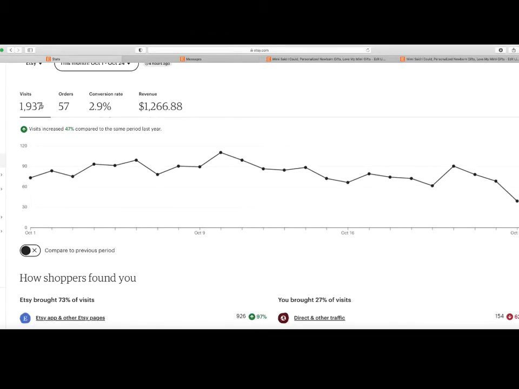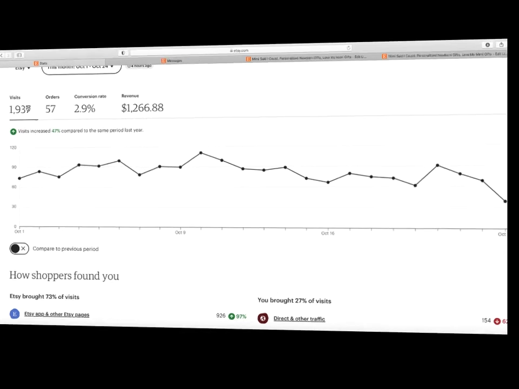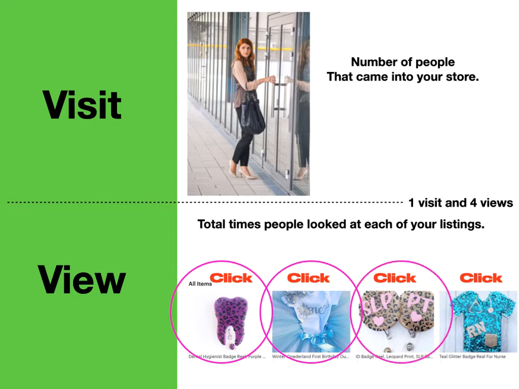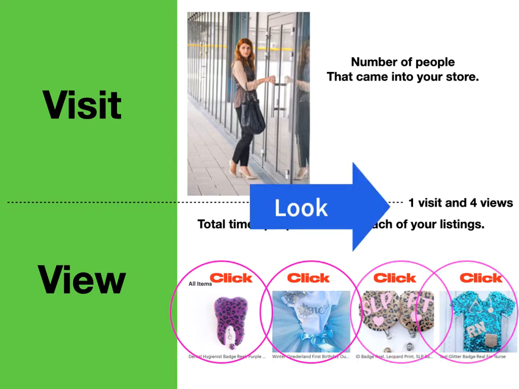We have our visits, orders, conversion rate, and revenue. And I'm going to explain those in a little bit of detail here. So what exactly is a visit and how is it different from views? That seems to be a popular question and it can be a little bit confusing, but simply put, a visit represents the number of people who came into your shop or a listing, and the views tells you the total times people looked at each of your listings. For example, if one shopper landed on your listing through a search and then viewed 4 other listings, this would count as 1 visit and 4 views.